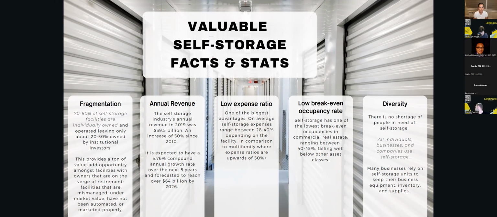A lot of these facilities, the owners are on the verge of retirement. The facilities are being mismanaged. Their rents are under market value. They have not been automated or systemized, and they're not being marketed properly. So specifically with that 355 unit deal that we had the opportunity to be involved in, the issue there was the owners were only marketing, and barely, to college students. And so when the high season came, they were full. And then when the low season came, they were dropping significantly under 50% occupancy.